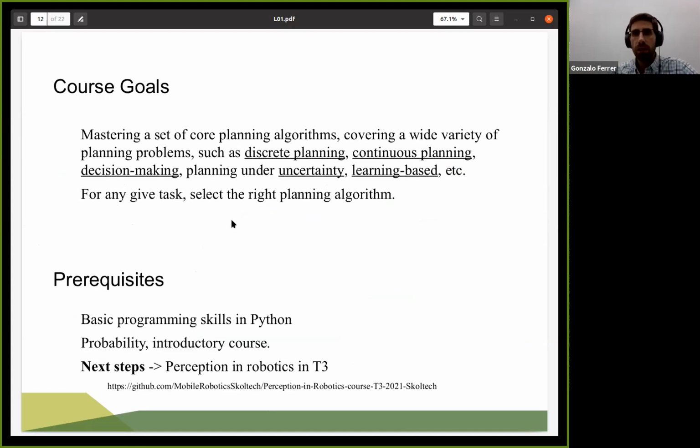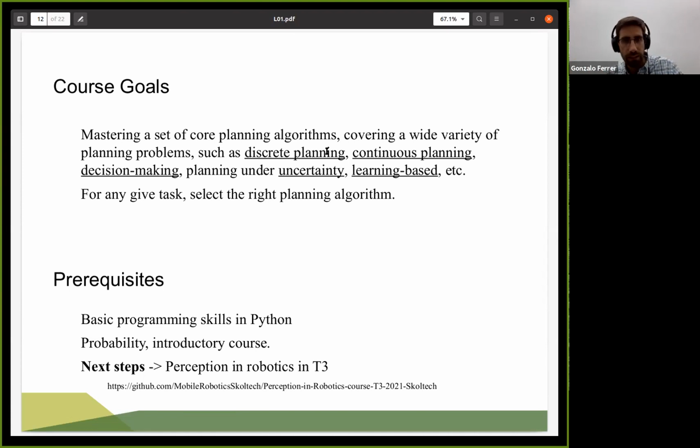Okay, so let's talk about the course goals. The main goal is that you become confident in solving planning problems. What it means is that you need to identify what is the right tool to use. In this case, we will cover a different set of problems, including discrete planning, continuous planning, decision making, planning under uncertainty, and learning-based approaches. So these are very wide, different problems.